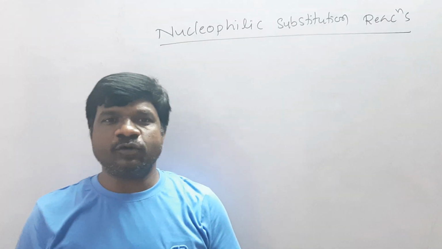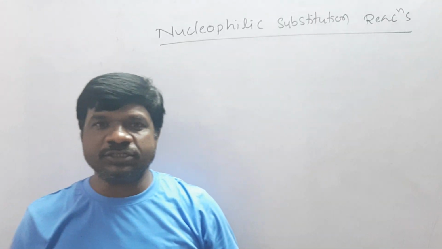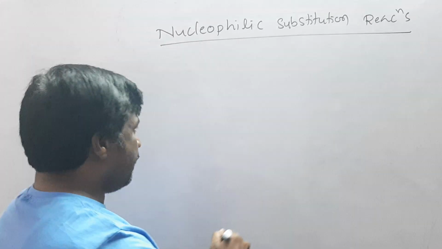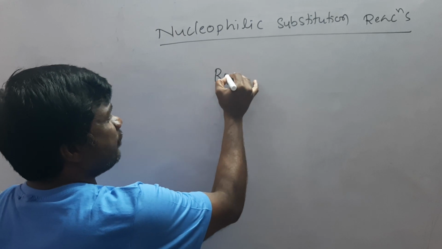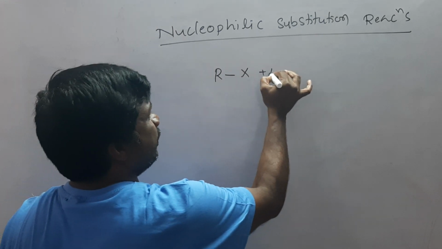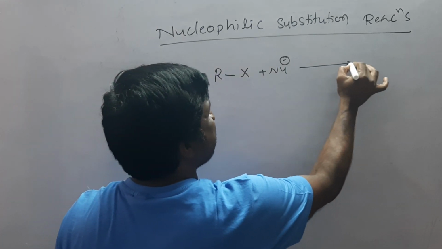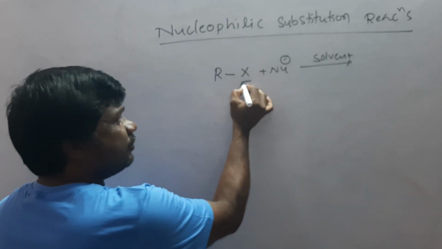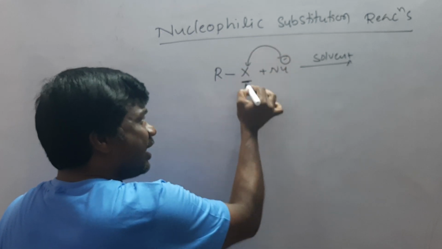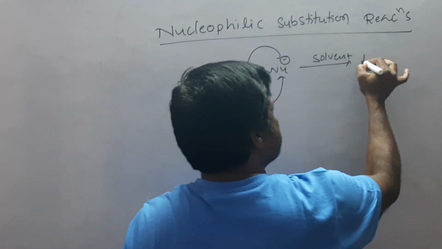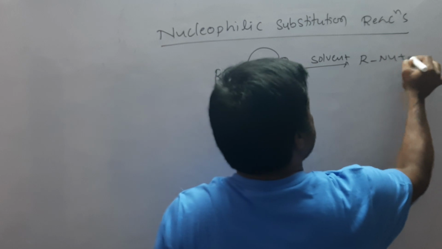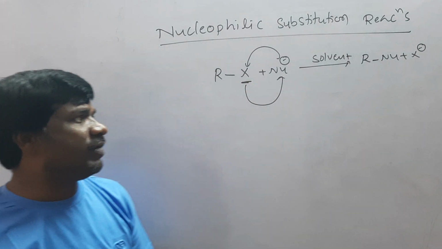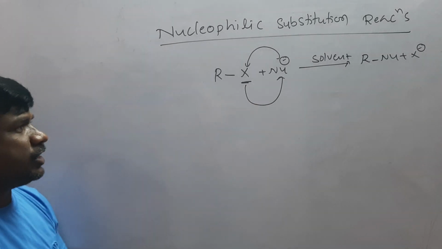Today we discuss nucleophilic substitution reactions, which means replacement of one nucleophile by another nucleophile. Here we take generally an alkyl halide with a nucleophile in the presence of a solvent. The X is replaced by another nucleophile. This is what we call a nucleophilic substitution reaction.